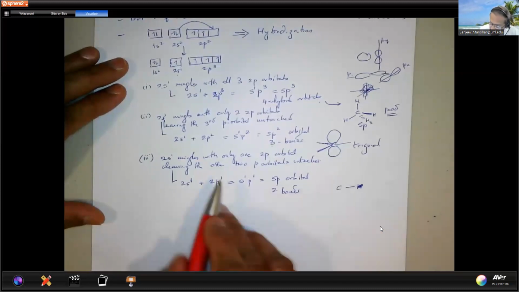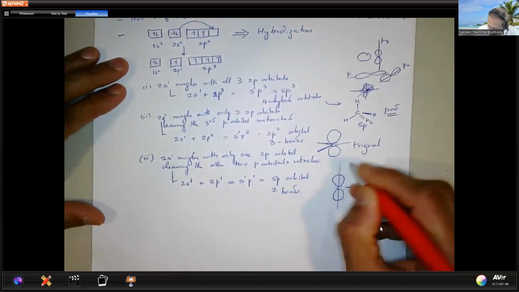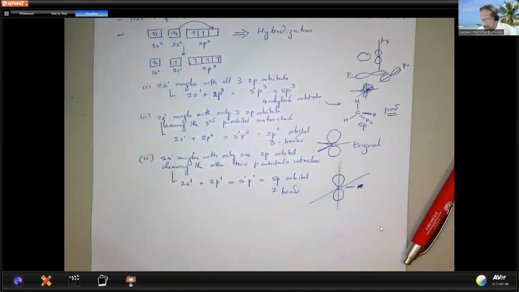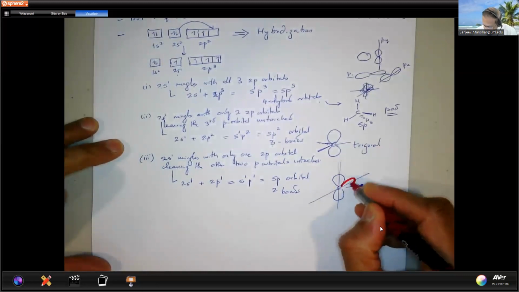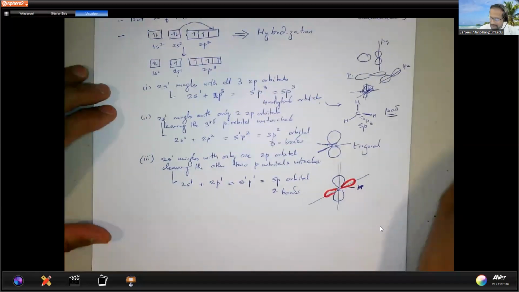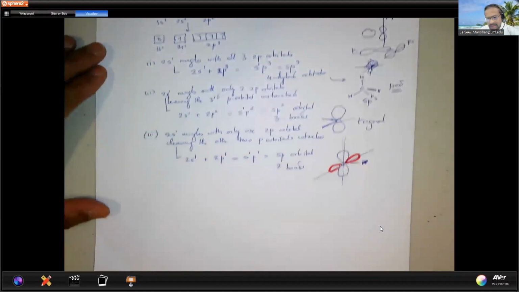So where are the other 2 untouched p orbitals? One is the same, it's there. This is in the y direction. There's another p orbital that is untouched, in the z direction. That's that. That's an sp hybridization. Okay. So now how does this work?